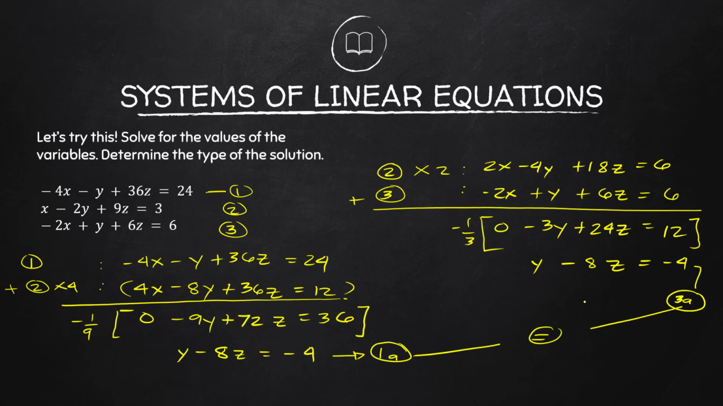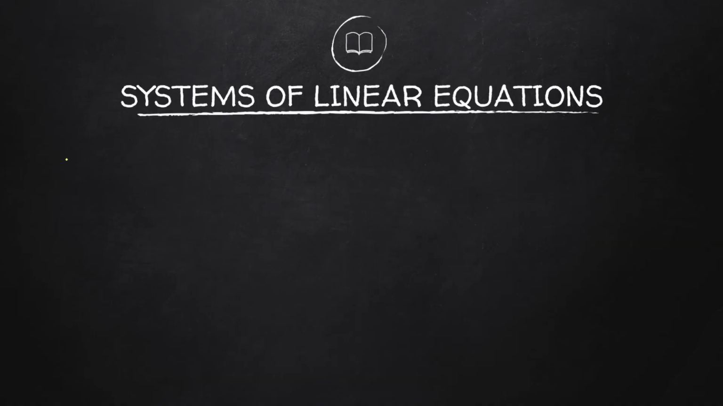So in this case, we only have two equations left. We only have x minus 2y plus 9z equal to positive 3. And the second equation, this is y minus 8z equal to negative 4. So I want to call this equation 4. And this is equation 5.